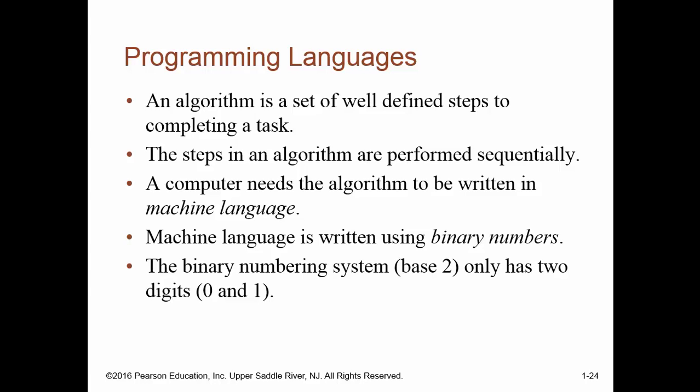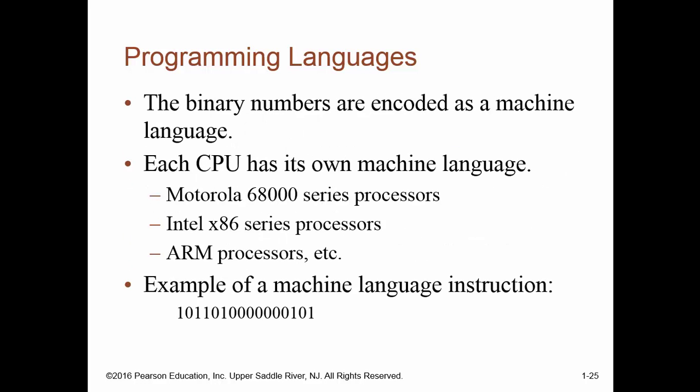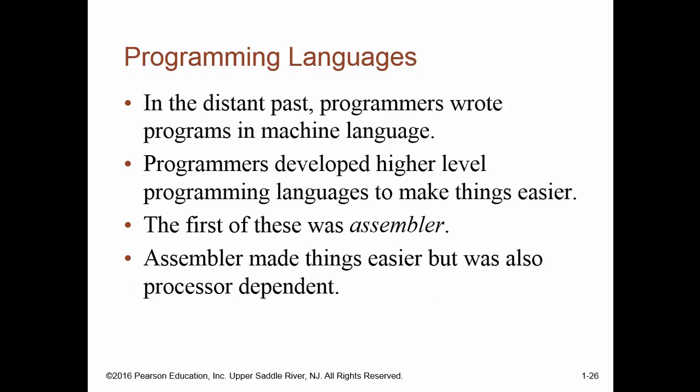So the computer needs an algorithm, and eventually all that code that you put in there has to break down into what's called machine language. Machine language is a series of binary or base 2 0s and 1s, because that's all the computer in the end can understand. In the past, programmers wrote programs in machine language.